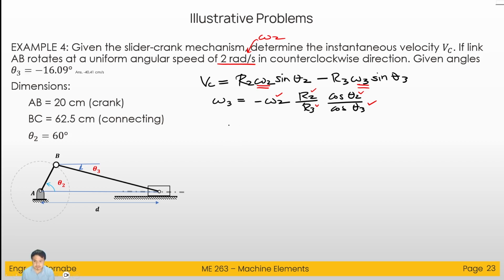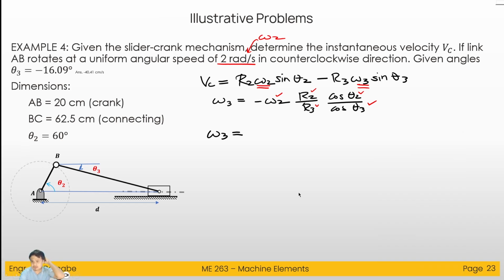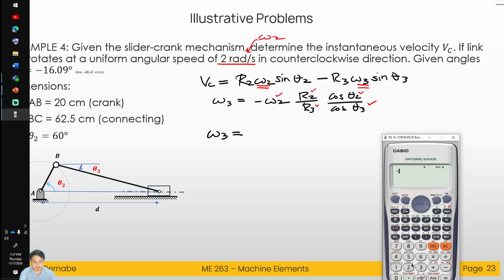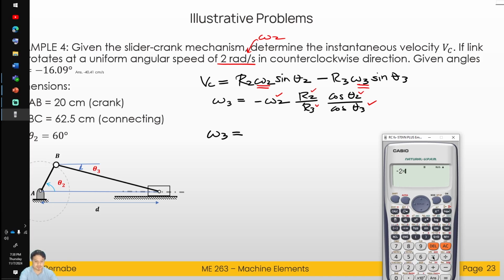So how do we solve this? We can start with omega 3. Here I'll just use a calculator. You have omega 2, so negative omega 2. In the counterclockwise direction, so it should be positive. So negative of positive 2, and then R2 over R3, so 20 over 62.5.